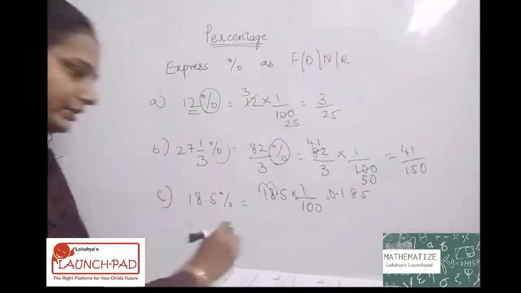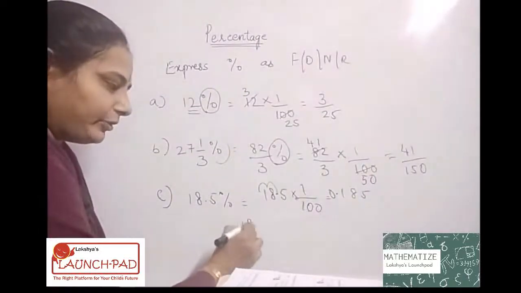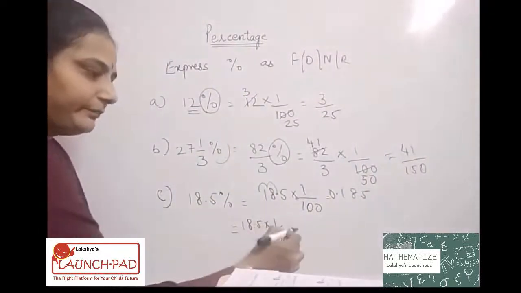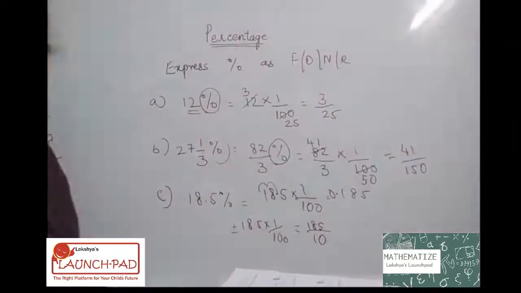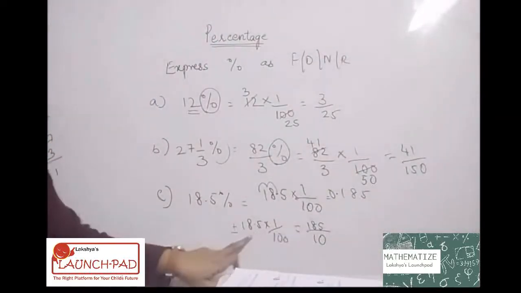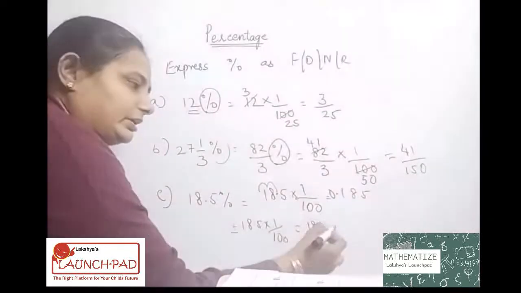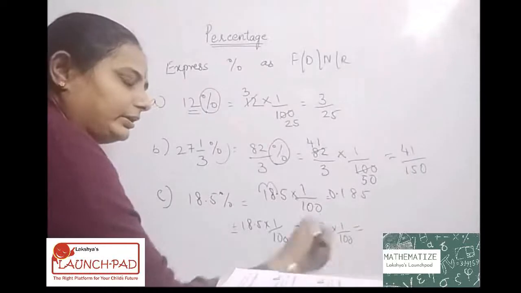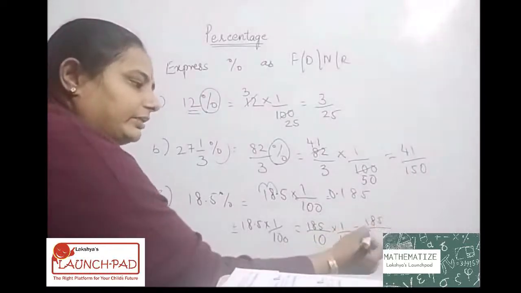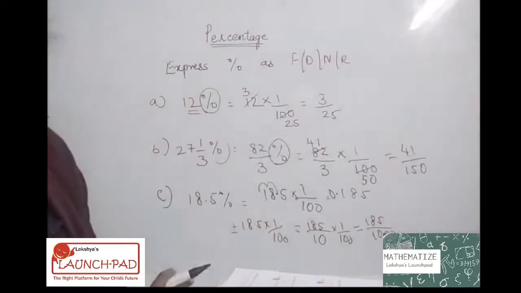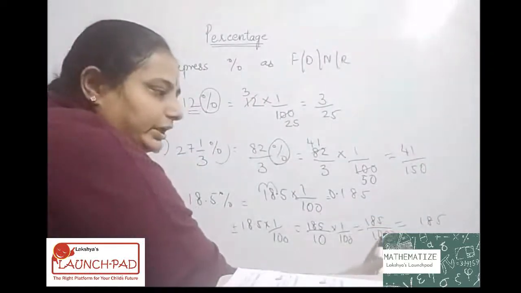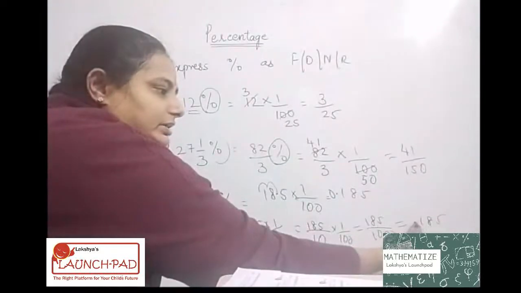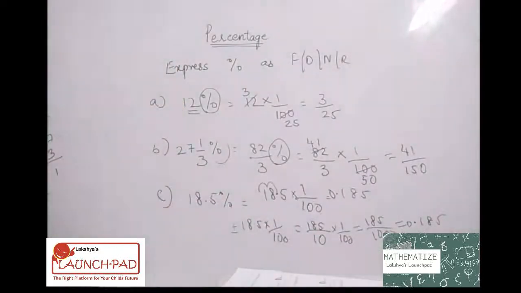Another method is 18.5 into 1/100, correct? 18.5 can be written as 185/10 as fraction. Why? Decimal to fraction. 185/10 into 1/100. Now this will be 185 divided by 1000. I will write 185, 1, 2, 3 decimal. Any of these methods you can use to convert into decimal fraction.